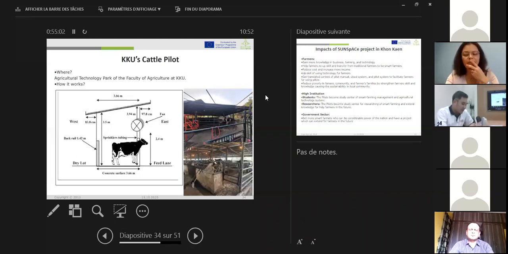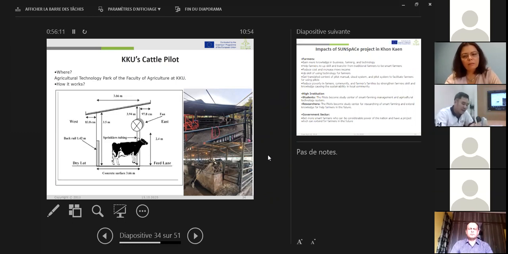For the cattle pilot site, the aim is to reduce the stress of the cattle, because in our area, in the Isan area or in the KKU area, there is a lot of heat. It's quite hot in this area, so the cattle can get something called heat stress. So we put in a smart ventilation system and a smart climate system. In this pilot site, we put sensors like a thermometer, electric fans, or sprinklers to reduce the heat in the barn. When the cattle feel more comfortable, the productivity will increase.